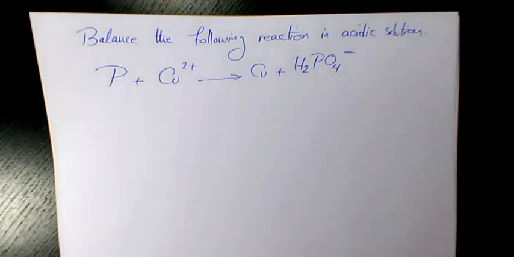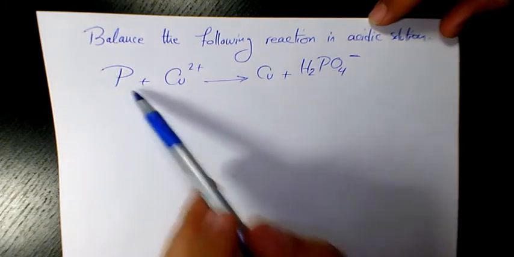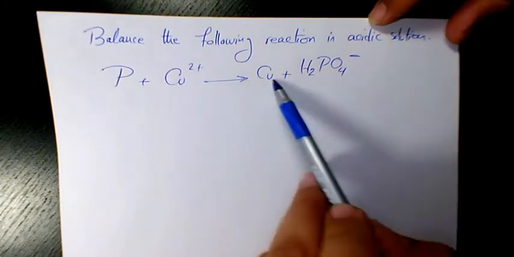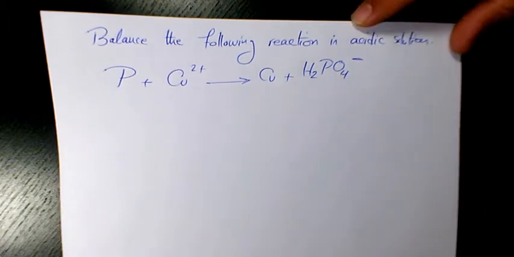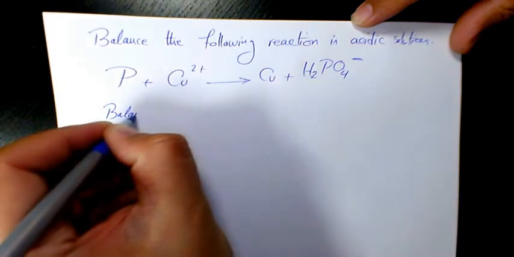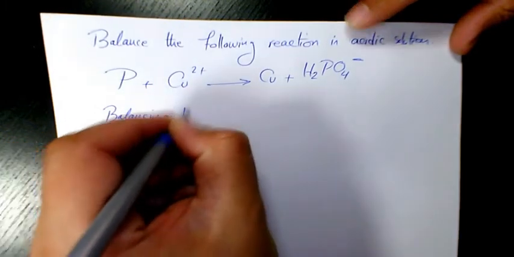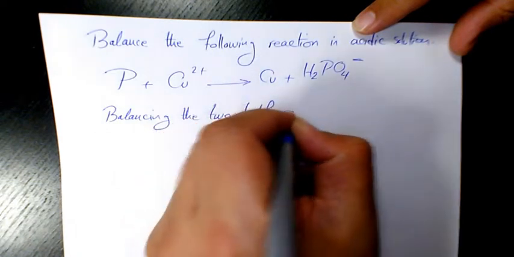Welcome to another video. In this video I want to talk about balancing chemical reactions in acidic solution. The example I have right now is P plus Cu2+ gives Cu plus H2PO4-. In this kind of example we need to start with writing and balancing the two half reactions.